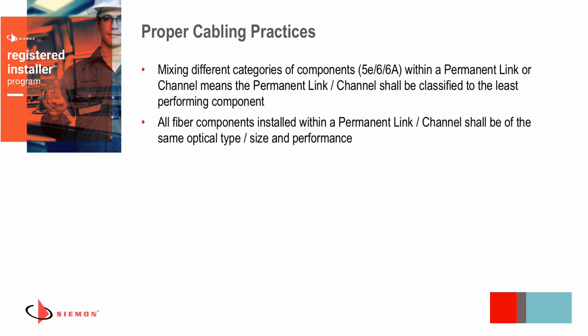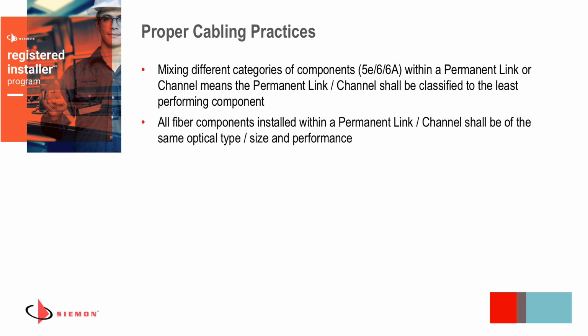When it comes to proper cabling practices, it's important, and I will reiterate what we've discussed previously, that you don't want to mix components within a channel or a permanent link of a copper cabling system. It's always going to perform to the lowest performing component, so it should be avoided in all cases so as not to degrade the overall performance. As well as fiber components should all be of the same performance.